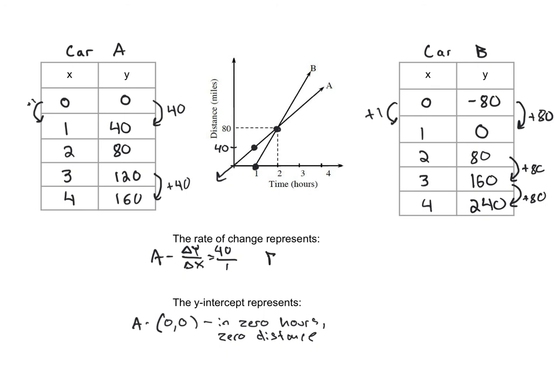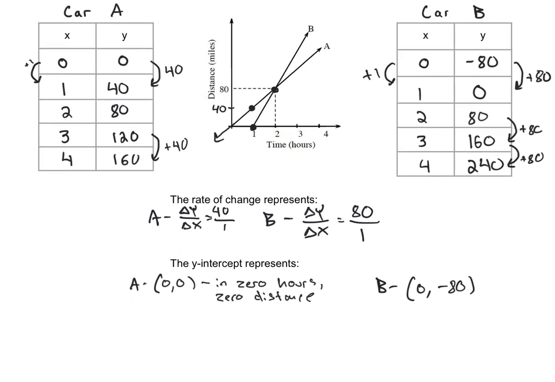All right, so for B, our change in y over change in x is 80, as x increases by 1, y increases by 80. And our y-intercept here, again, y-intercept is where x is 0. So for B, our y-intercept is the point (0, -80). And that means that in 0 hours, this car was 80 miles behind the other car. I need to move my slide up a little bit and get some more space there. So in 0 hours, car B was 80 miles behind car A.